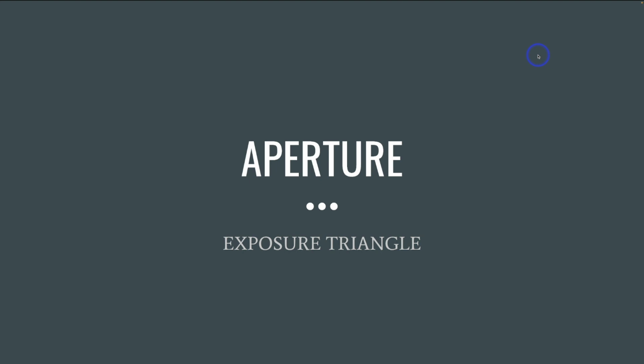All right, welcome back. Today we're going to take a look at aperture. Aperture is part of the exposure triangle that we've been looking into. Aperture is a function of the lens, not the actual camera body. So let's go ahead and move on over and take a look at the front of a lens.